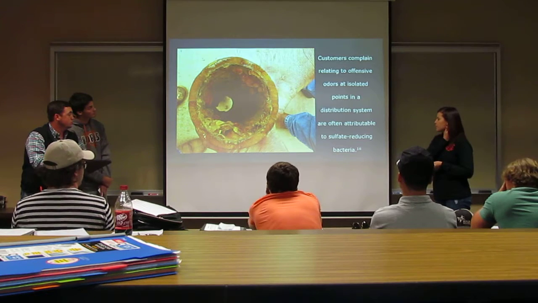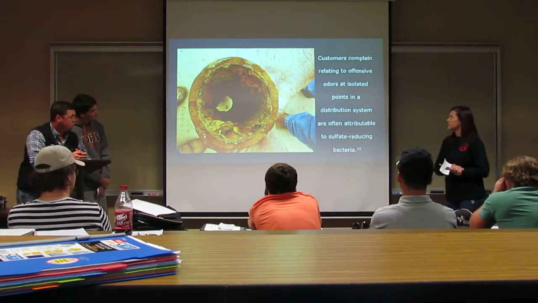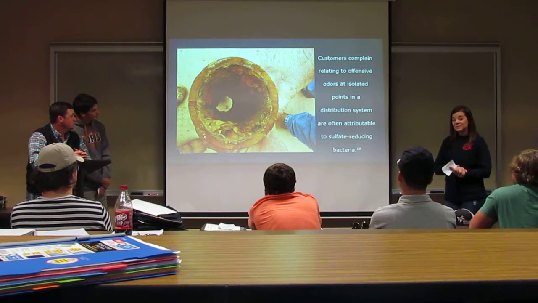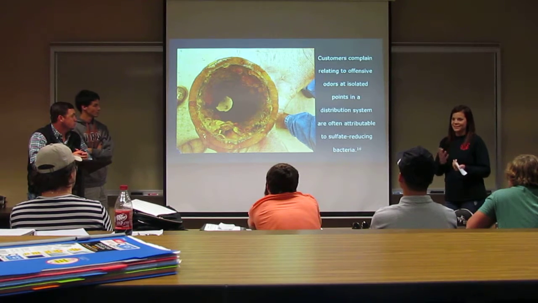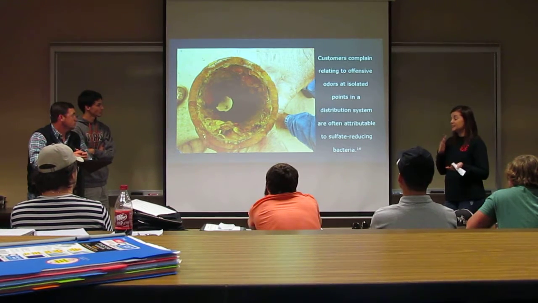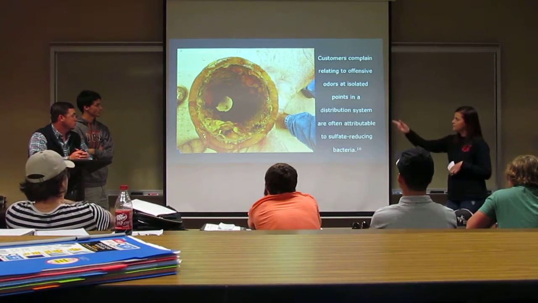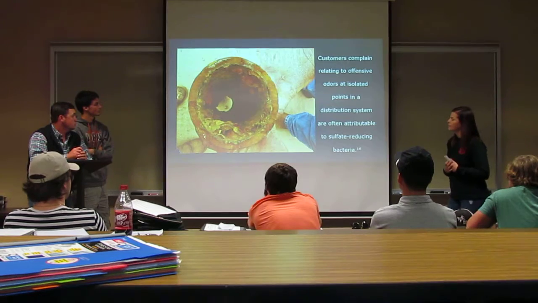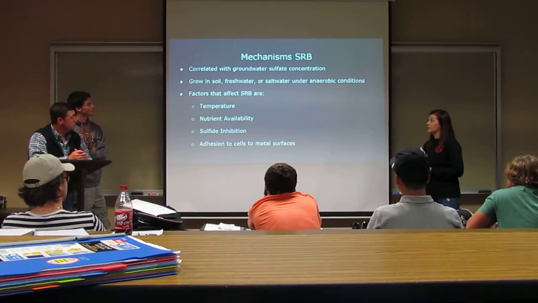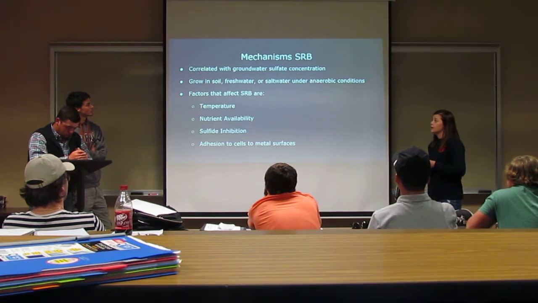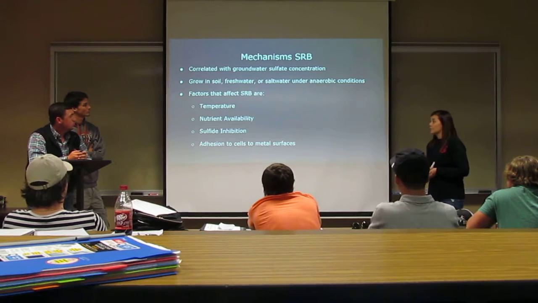Here's a picture of a pipe that they've taken apart because customers have been complaining about some offensive odors. That is one of the ways that you can tell if there's sulfur or SRB in the pipes. There'll be an odor, and that's what they found when they took it apart. Mechanisms of it are correlated with groundwater sulfate concentration. It'll grow in soil, freshwater, and saltwater under anaerobic conditions.